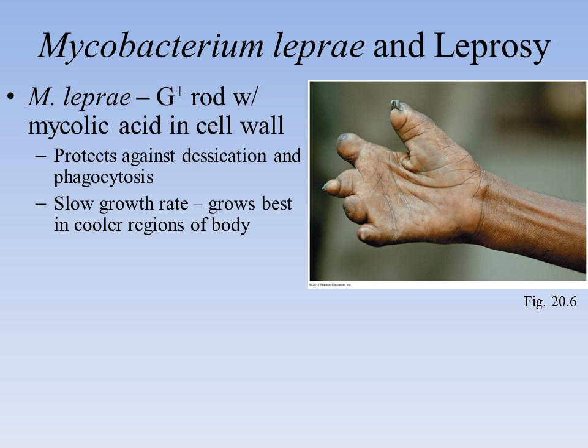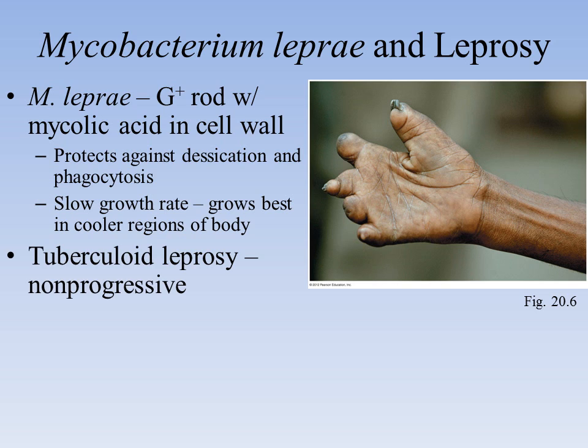M. leprae has a relatively slow growth rate compared to other organisms. The reason is that its optimal growth temperature is not 35 degrees, like a lot of the mesophiles that grow on you. Its optimal growth temperature is actually 30 degrees. So it grows best in the cooler parts of your body, like your nose and the outer limbs: your fingers, hands, toes, and feet.